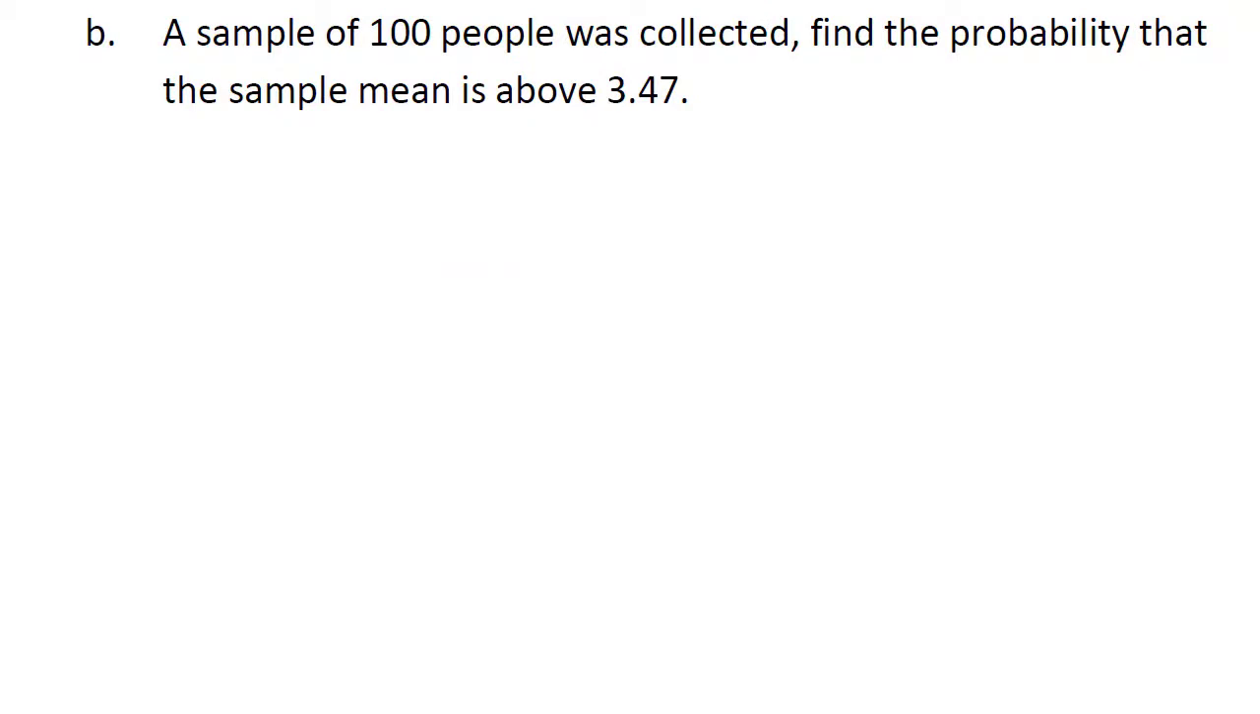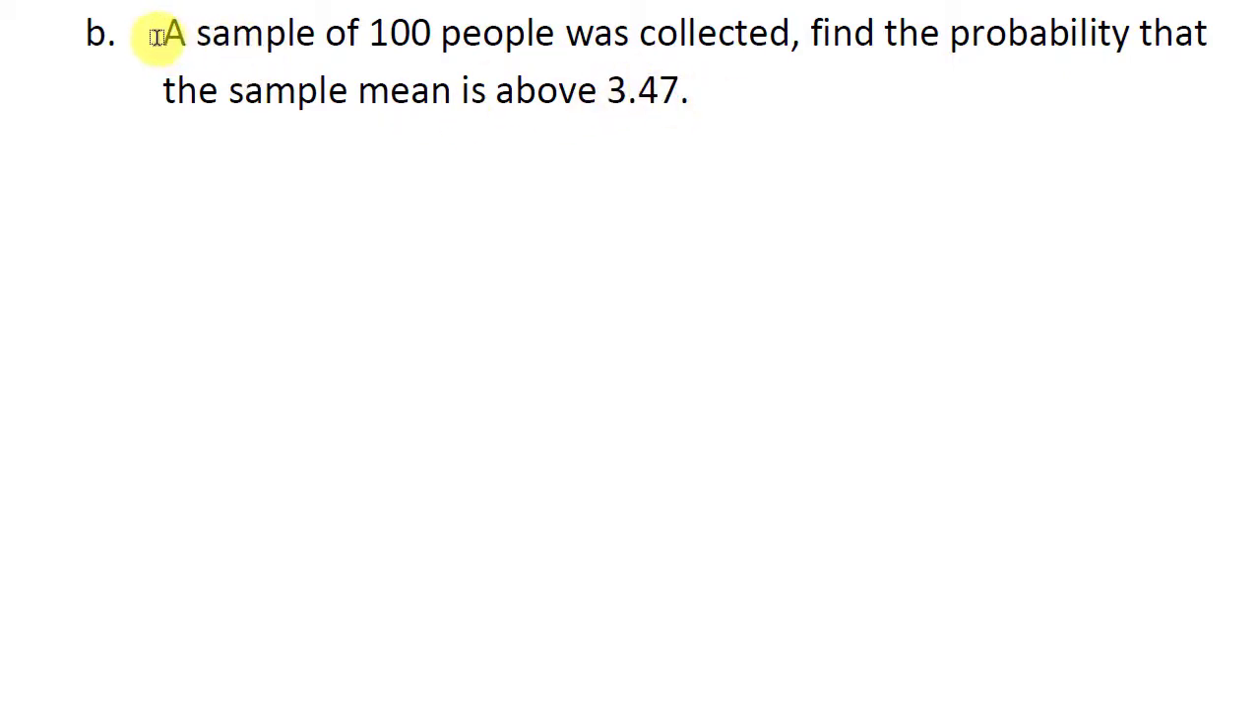And now we are at question B, or part B, of our example that we're currently working with. This is example 2, part B. So now in part B, we're starting out with a sample of 100 people was collected. Find the probability that the sample mean is above 3.47.